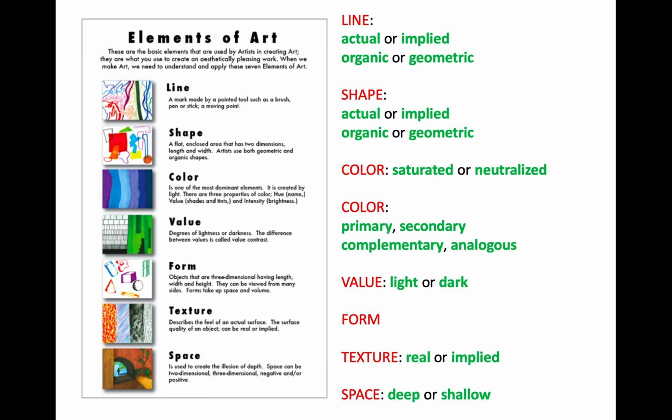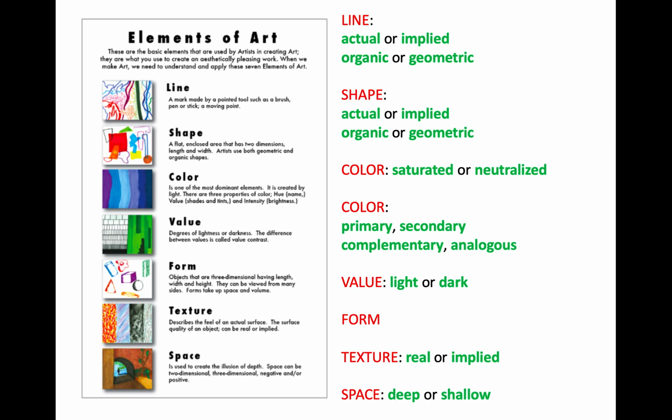Then texture is distinguished as being real or implied. So again, the same thing as actual, but for whatever reason, the word real is more used when it comes to texture. So real is a texture that you can touch and that it feels like what it is, right? So in a real object, real texture can be smooth, it can be rough, it can be pointy, it can be various adjectives that you can use to describe texture, but usually smooth and rough are the most common ones.